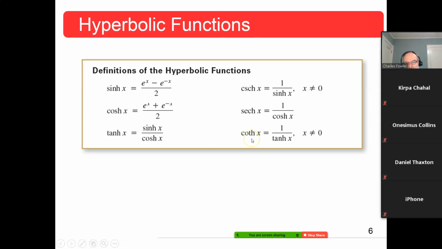And inverse hyperbolic cotangent of x is just cosh over sinh, or 1 over hyperbolic tangent, or e to the x plus e to the minus x over e to the x minus e to the minus x. Again, you can always express them in exponentials, and they're so much easier to work with.